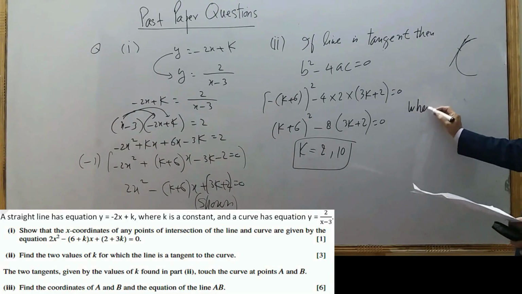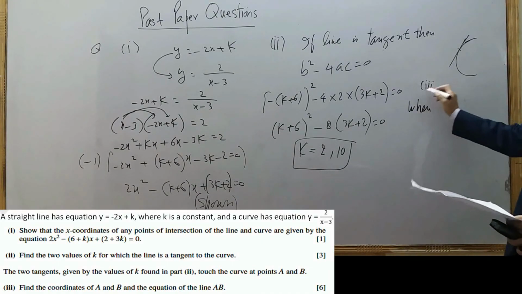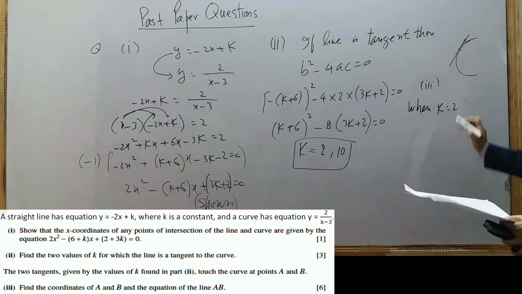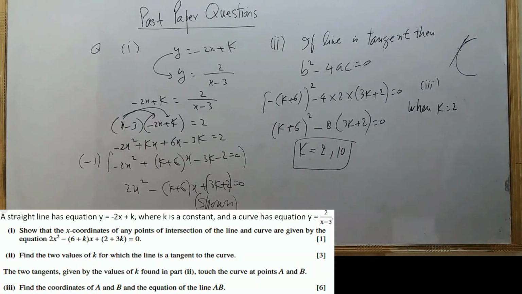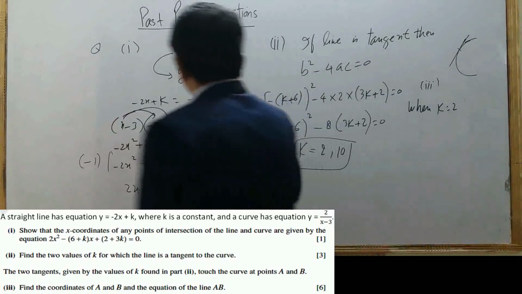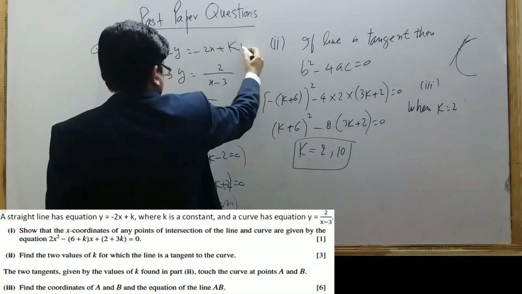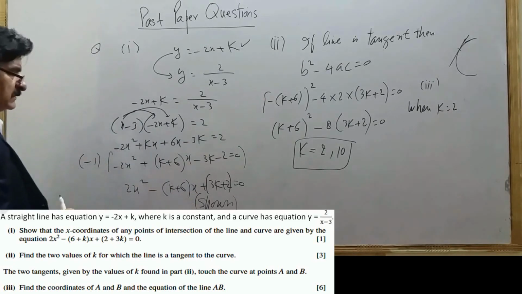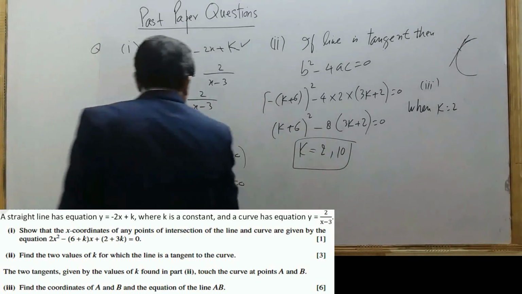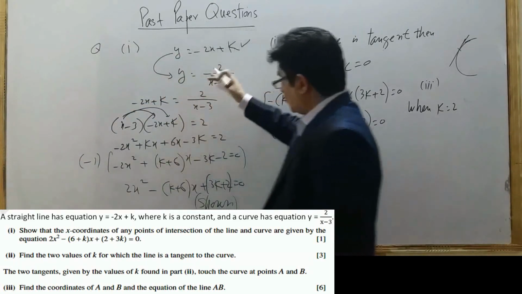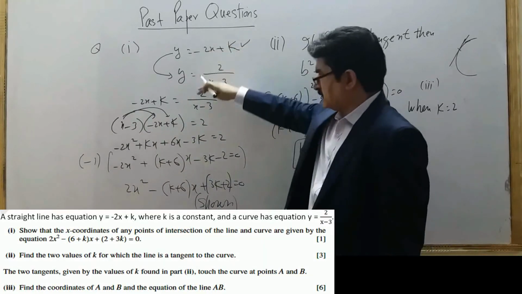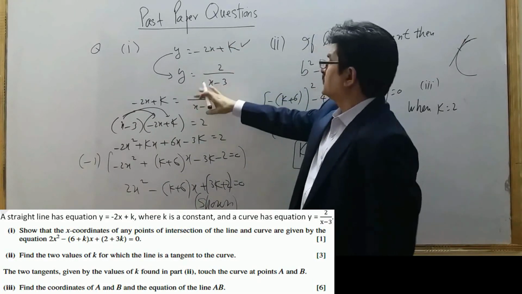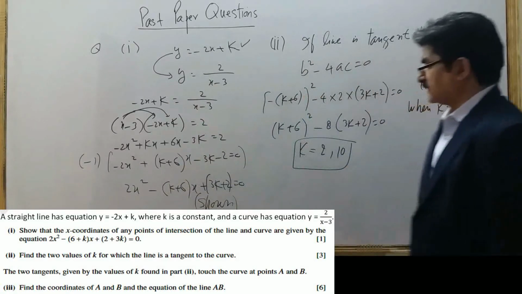This is the third part, when k is equal to 2. Now here you have to think. When k is equal to 2, you have k in two equations, number 1 this and number 2 this. But you have already solved this pair of equations simultaneously or by substituting.